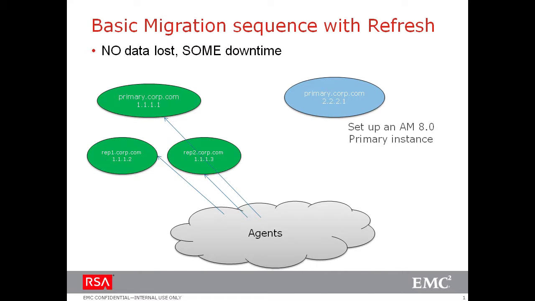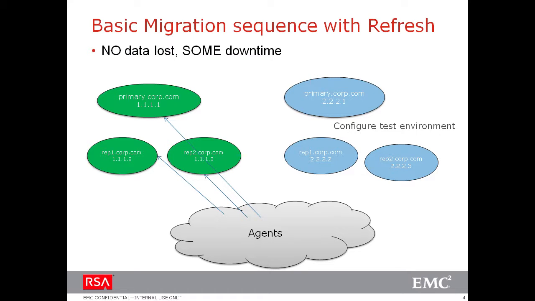Okay, let's walk through a basic migration sequence now with a refresh. Here they'll have no data loss, but they will experience some downtime. Here, the primary system is left up and running while it creates an export package, so the environment's fully in production still. At that point, we import the package into the primary, which is still just in a test sandbox. Now we add a couple of replicas to create this test environment.